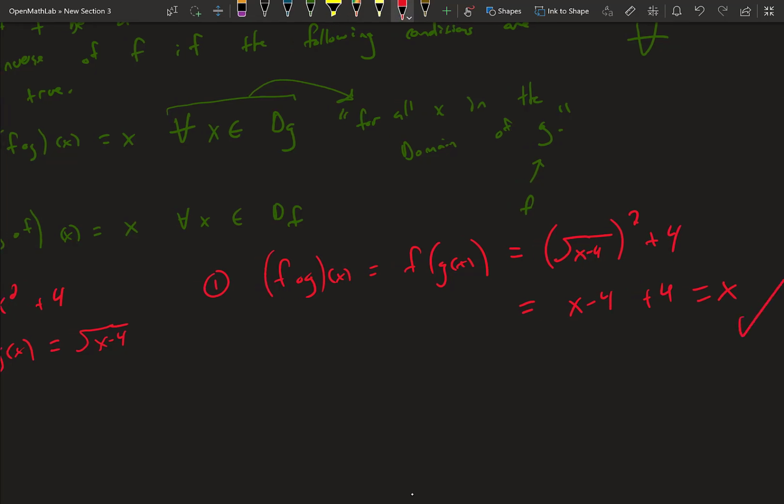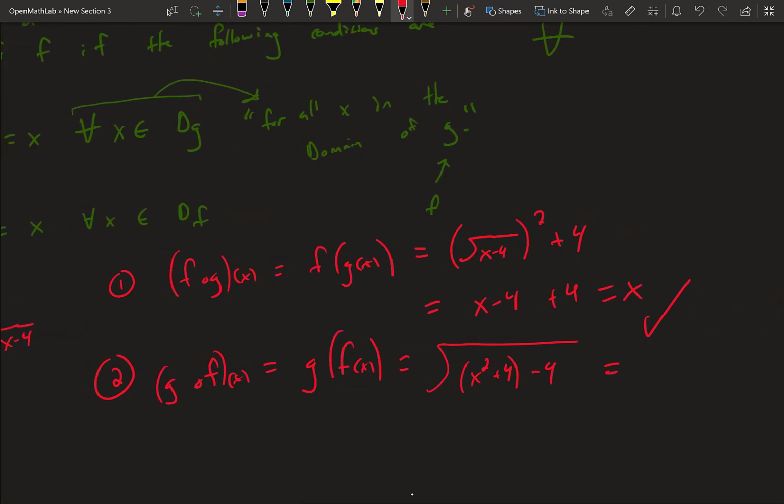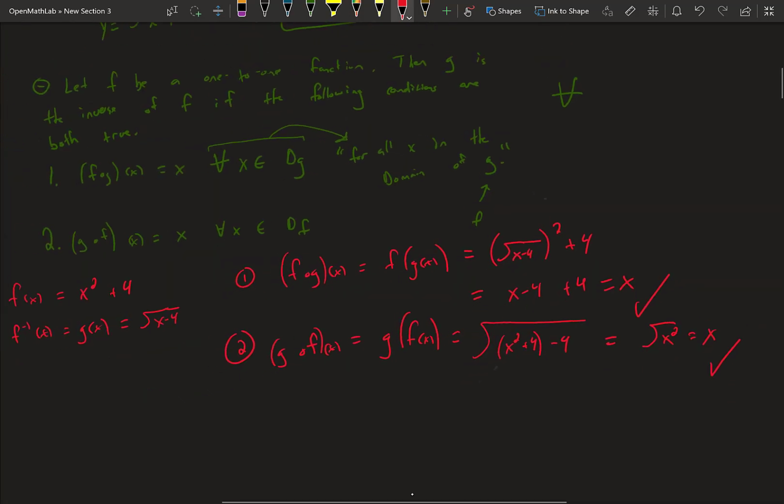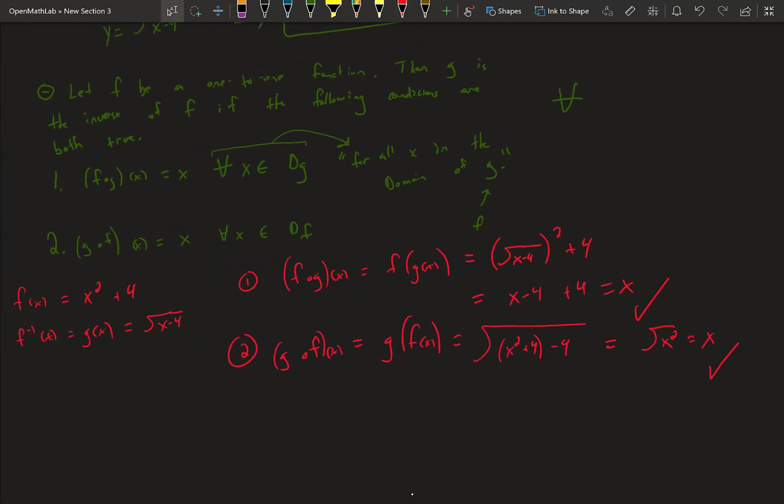So that condition holds. The second condition is g of f of x. Oops, hang on. The f didn't look too good. This is equal to g of f of x, where we're putting the f function inside of g, so we'd have the square root of x squared plus 4 minus 4. This simplifies to the square root of x squared, which equals just x. So that holds there as well. In other words, we just verified that the inverse function we got is in fact the inverse function of f.